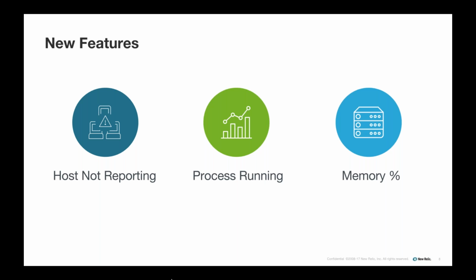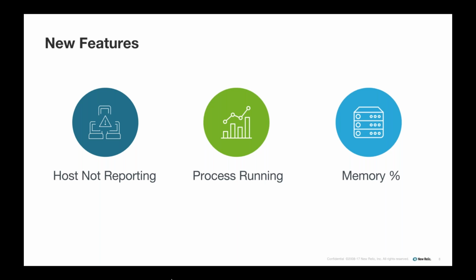The second one is process running. Maybe you want to take a look at whether there are too many processes of a certain type running on a system, or too few, less than you expected, for example. You can actually get an alert based on that for a given set of hosts or for all your hosts. It's up to you.